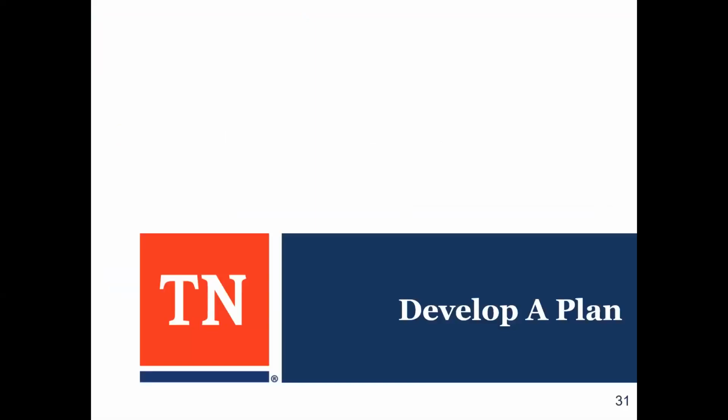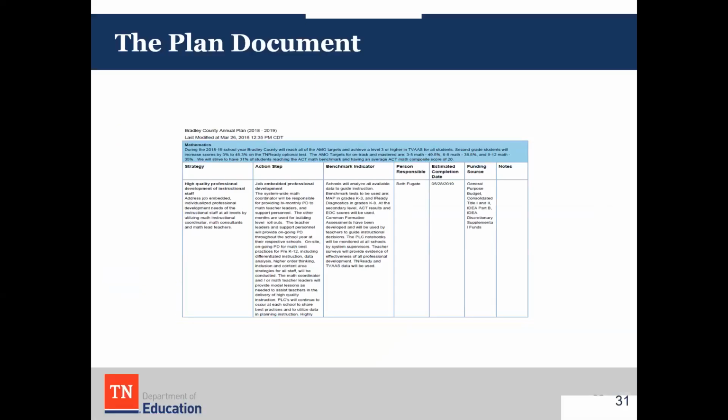So districts will have the ability to print in either a PDF or an Excel file the plan document. Unlike the former planning tool, Inform TN will print an easy-to-read plan. The first column will be the strategy, the action step, the benchmark indicator, the person responsible, the estimated completion date, funding source, and notes. We feel like this is an asset and will be a usable tool for all districts across the state.